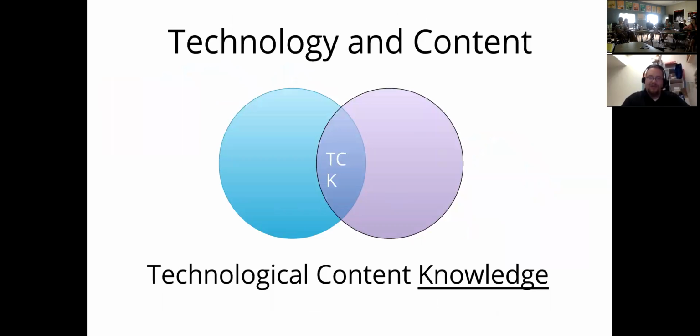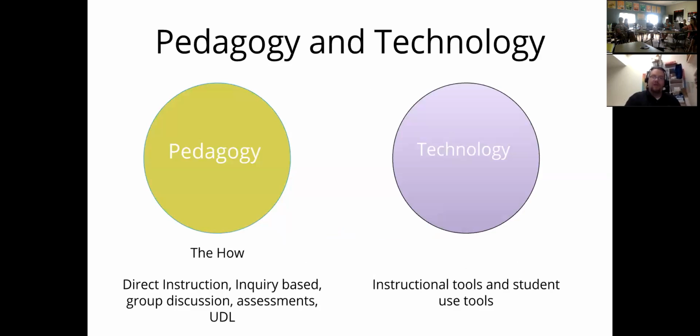And the knowledge about those intersections, how those tools change the content, would fall into that technological content knowledge. So understanding the role of calculators in math, or understanding the role of some of the technology pieces in science, would be your technological content knowledge. If you look at more of the pedagogy, that's the how. That's how you're teaching and how kids are learning. So some different examples: direct instruction, whole group instruction, and then the technology tools as instructional tools that students will use either to create, for the learning process, or to demonstrate their understanding.